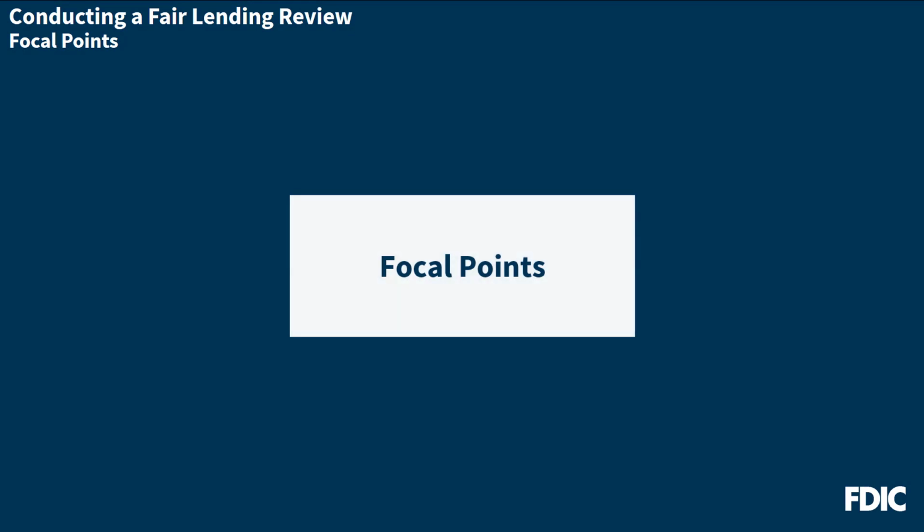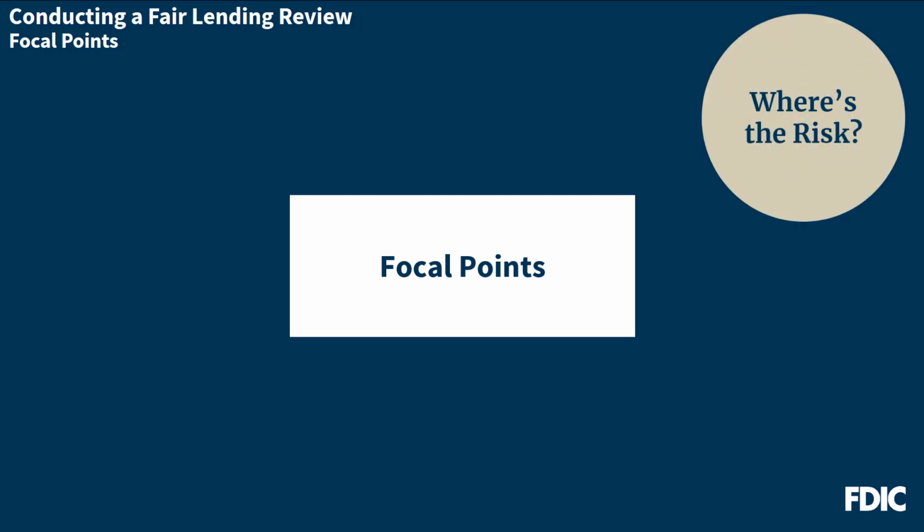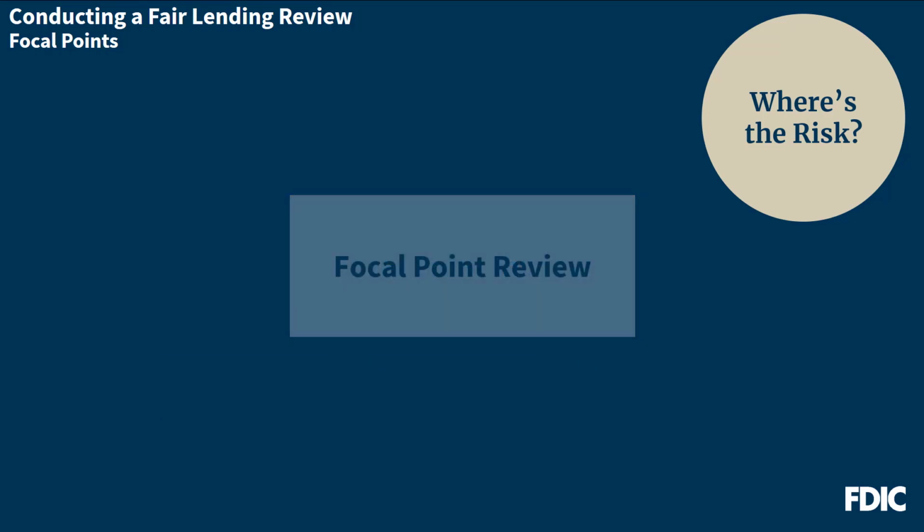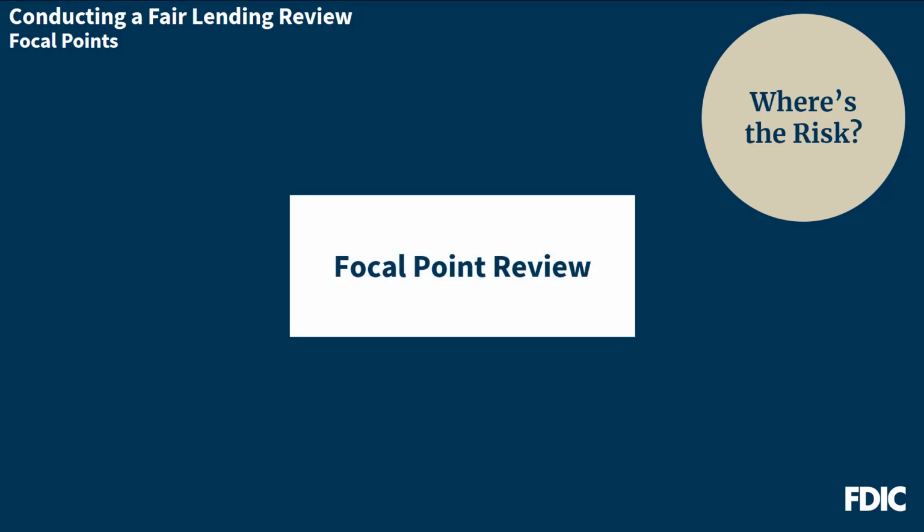If after the scoping process, examiners conclude that there is fair lending risk that has not been sufficiently mitigated through the CMS, they may select one or more focal points for review. They focus on the areas of greatest risk and may prioritize reviews of certain matters, such as particular loan products, market areas, or decision centers. This is a more in-depth analysis, which we will refer to as a focal point review.